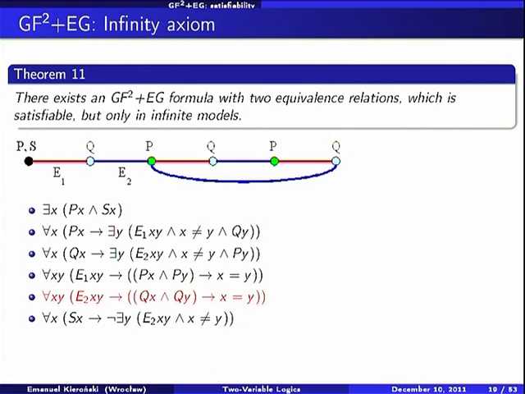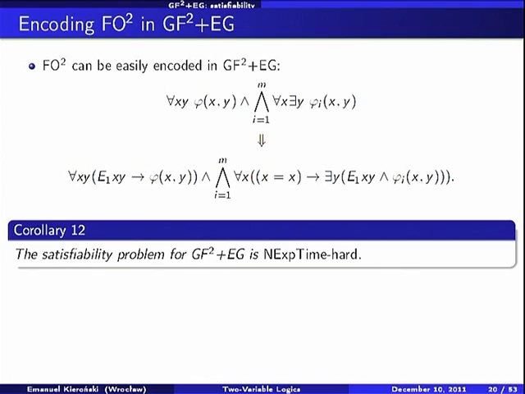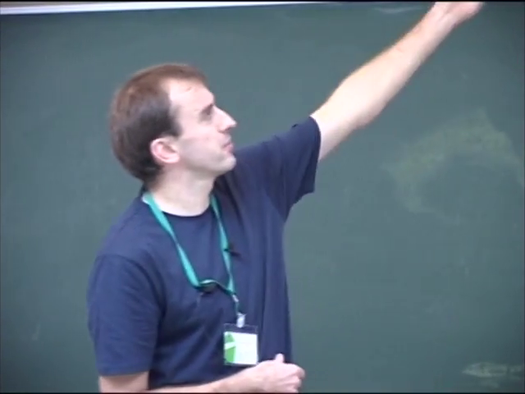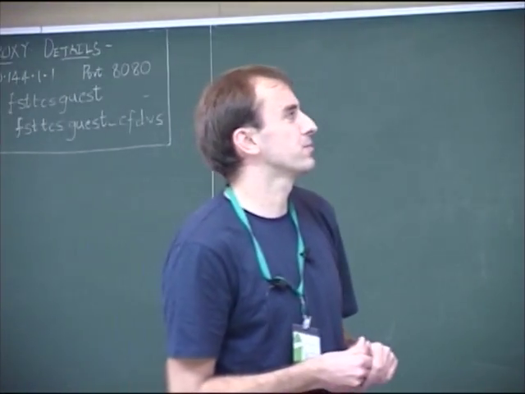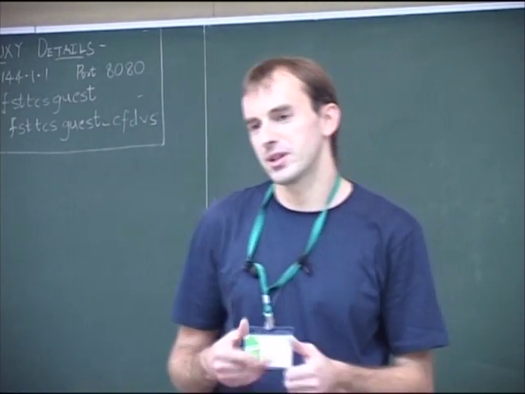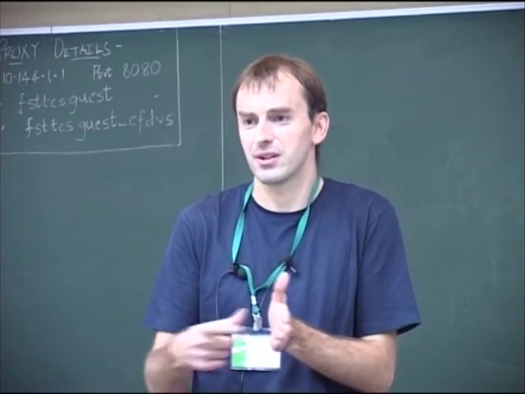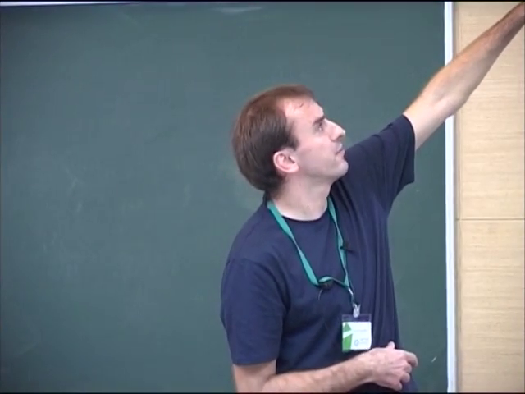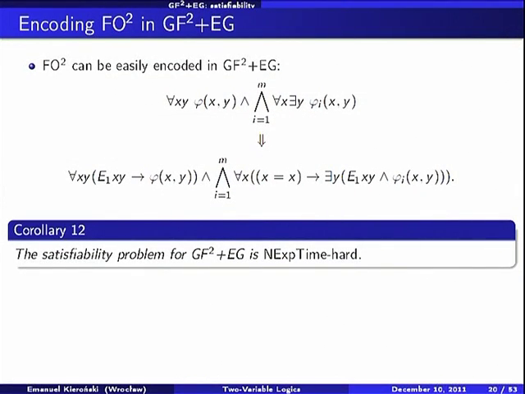So if we want to show decidability of the two-variable guarded fragment with equivalence guards, we have to take into account these infinite models somehow. Observe that, in fact, this guarded fragment with two variables and equivalence guards may be seen as an extension of full two-variable logic, because every first-order formula, for example, this formula in normal form, may be translated to the two-variable guarded fragment with equivalence guards by using one of the equivalence relations as an artificial guard, an artificial relativization of quantifiers. So instead of saying for all xy, phi xy, we say for all xy which are connected by E1, phi xy. Yes. And similarly for these formulas of type for all exists.